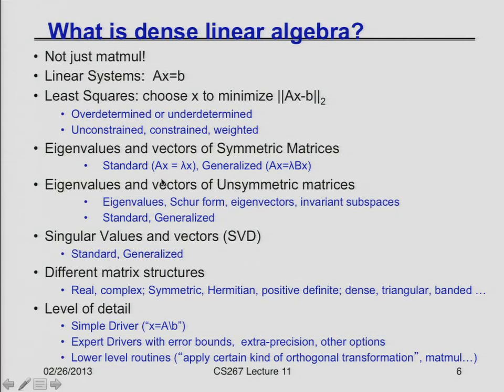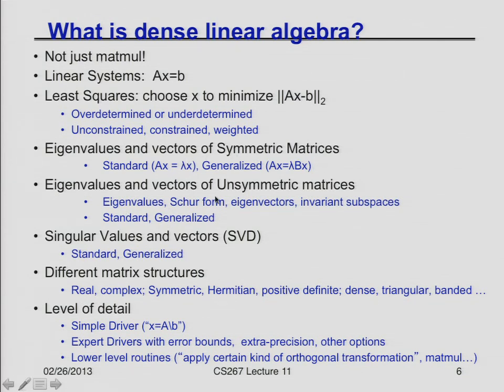Eigenvalue problems, so both the standard one, Ax equals lambda x, and the generalized one, where you have two matrices. That's pretty common in practice because you may have a stiffness matrix and a mass matrix if you're in civil engineering. They both show up, and that gives you the lambda or the frequencies that you want.